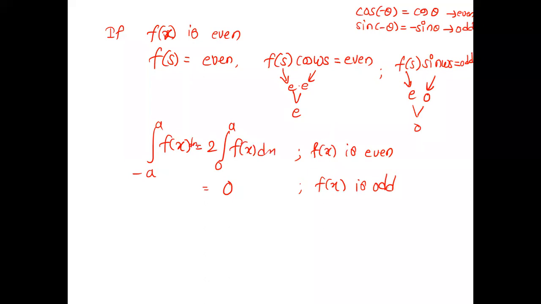So whenever the whole function here is even, it becomes 2 times 0 to a, and if the function is odd, for the integration where the upper and lower limits are the same and just the sign changes, the value is directly 0. So we'll check here.